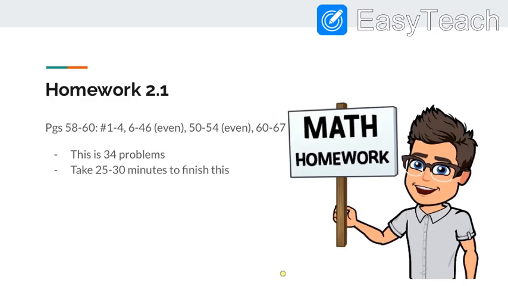Your homework is 34 problems. A lot of it is just quick sketching graphs, so it's not going to take you very long. And then this should probably take about 20 to 30 minutes to finish.